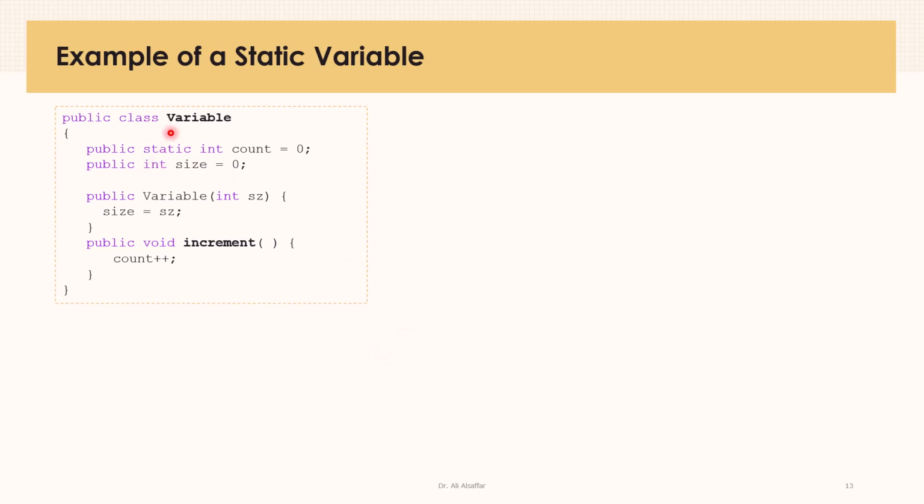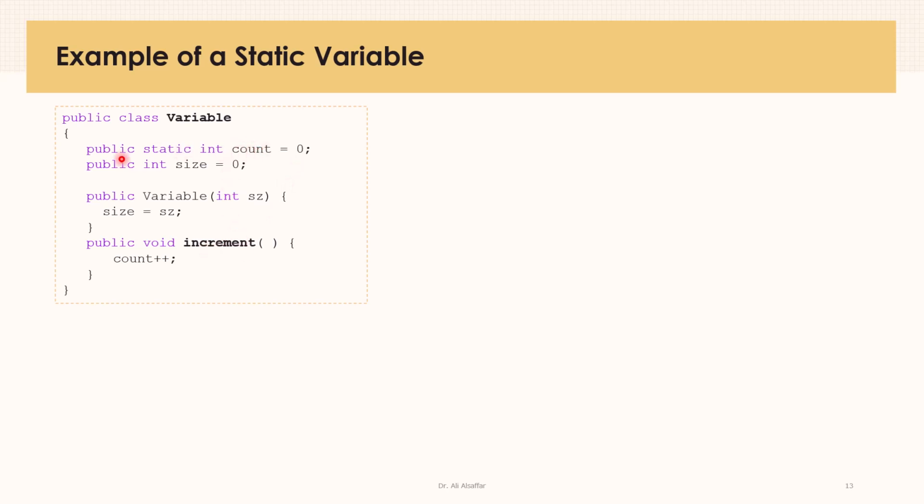In this class, the name is called Variable. Notice that it has a static variable called count with initial value 0, and we have another instance variable called size, which is also equal to 0. Look at the constructor. The constructor simply changes the value of size only, but it keeps the count as it is. But another method called increment increases the number of counts for the static variable. So which method changes the value of the static variable? It is increment. So every time we create an object and we call the method increment, it will increase count by 1.